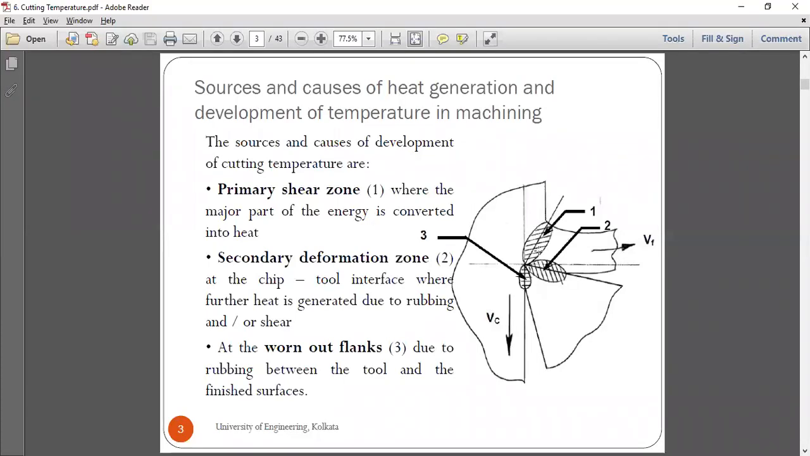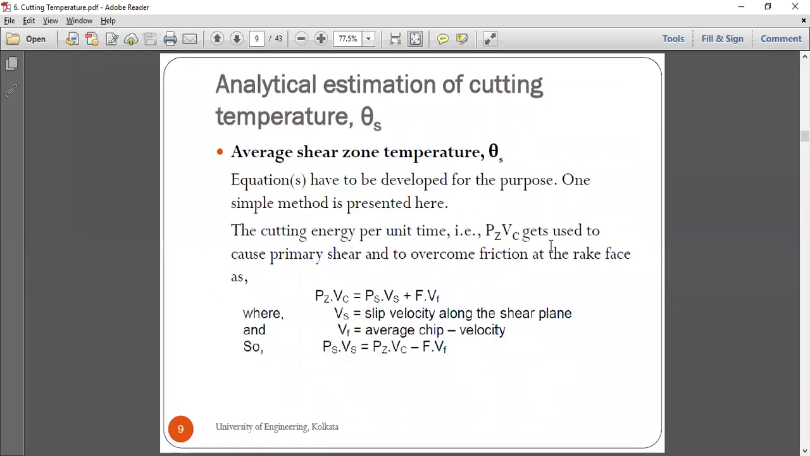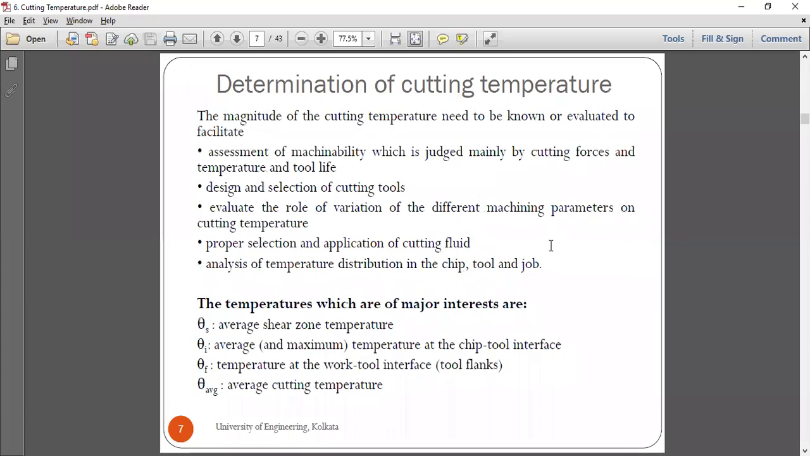At the deformations or at the shear zone, the primary deformation is taking place here. Okay. Next is your average and maximum temperature at the chip tool interface. So chip tool interface is a secondary deformation zone, and the maximum temperature is at the chip tool interface.